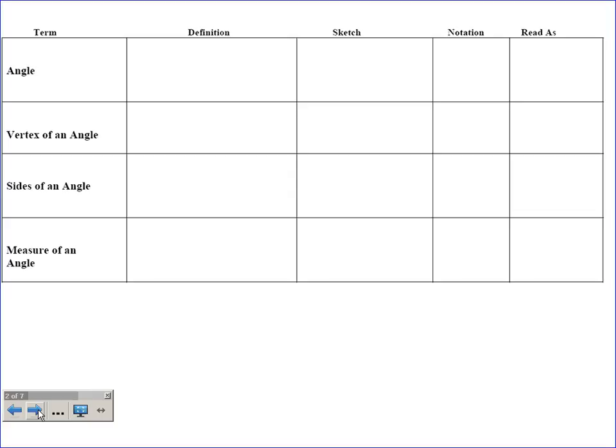Okay? Angle. It's two rays that meet at a common point. Okay, see my abbreviation? Two rays that meet at a common point.